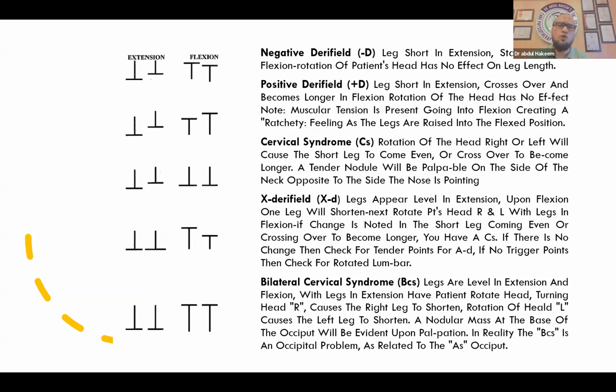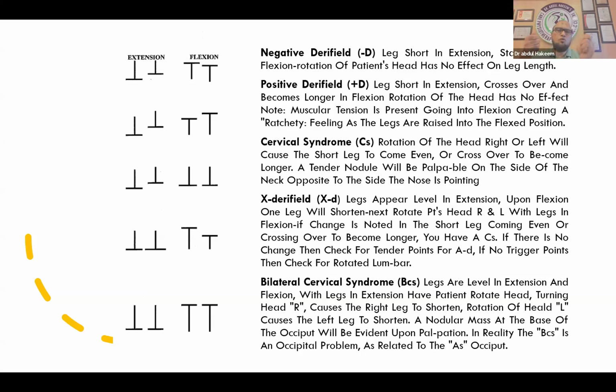If there is no nodule, but the legs still become equal in extension, maybe there is the possibility of an atlas subluxation. Now, in the case of a negative Derifield, the legs appear level in extension. Upon flexion, one leg will become shorter. Then ask the patient to keep the legs in flexion with the shorter leg.